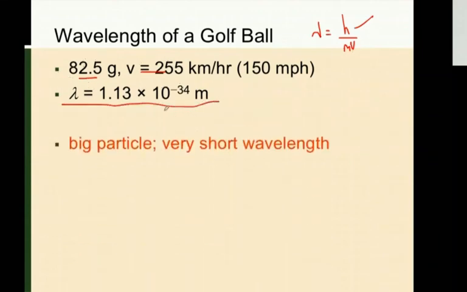So this is very, very small. It's times 10 to the minus 34 meters. A golf ball is about what? 6 or 7 centimeters in diameter. Is it even that big? Maybe 5. But anyway, 5 centimeters is what? 5 times 10 to the minus 2 meters. So you can see there's a huge difference between the wavelength and the actual size of the golf ball, which means that the wavelength doesn't really have much of an effect. It's a big particle, a very short wavelength.